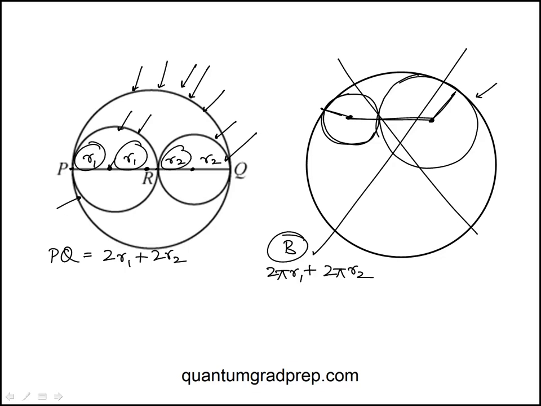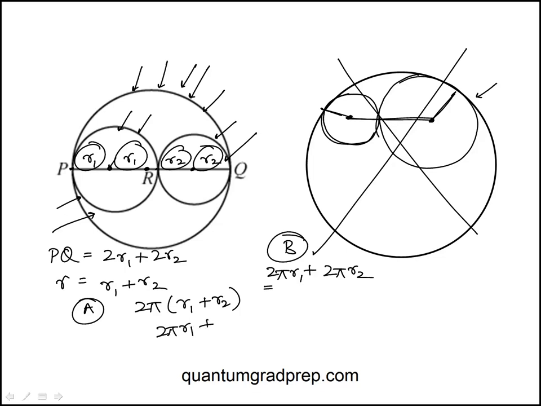These two added, all of them. Which means that the radius of this larger circle would be half of that, or R1 plus R2, which means quantity A is 2 pi times R1 plus R2, which is exactly equal to that, because if you distribute the 2 pi, you get the same expression. So the two quantities are equal, and the answer is C.